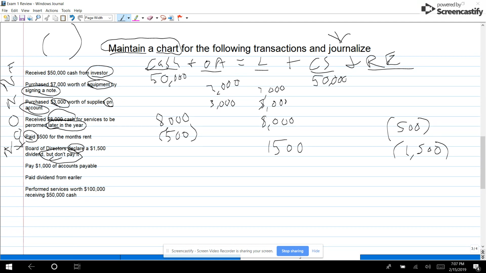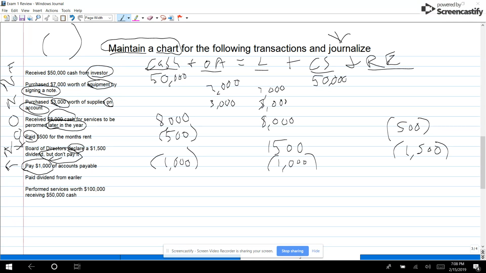Now in the next transaction, we're paying $1,000 of the accounts payable that we created in the second transaction, or the third transaction, sorry. So we're paying $1,000, and obviously we know the other account is an account payable, so cash is going down. In order to balance the accounting equation, the liabilities have to go down. This makes sense because if you pay somebody, you don't owe them anymore, so the liability goes down. And this is going to be a financing activity.